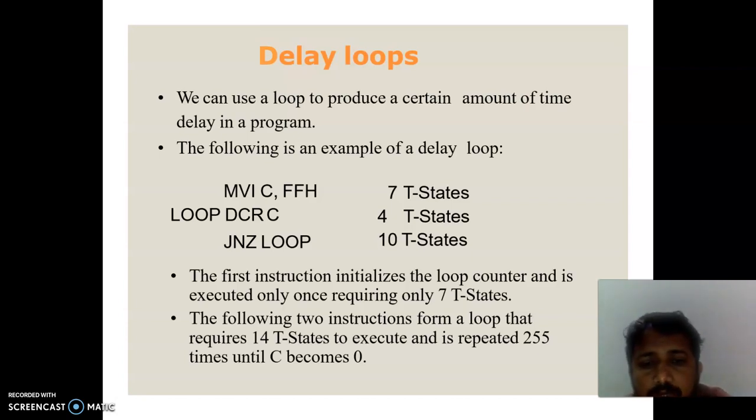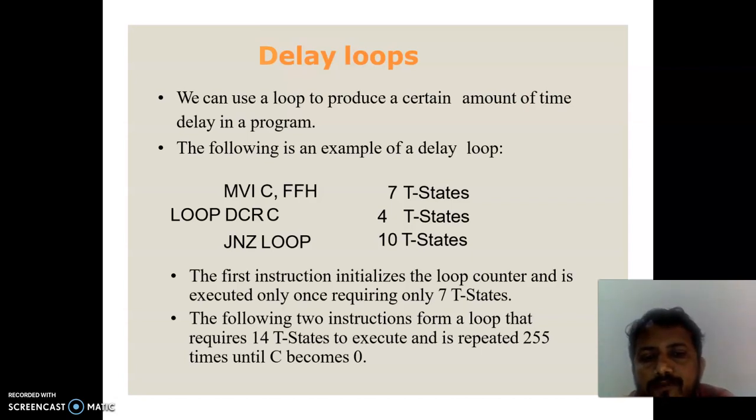Okay, fine. 255 is the value for FF. Then we have the decrement C. Decrement C means 255 minus 1, 254. Jump if not 0 back. So the zero flag won't be set because C is 254, so it will go back. Decrement C. It is just like going on decrementing and going back.